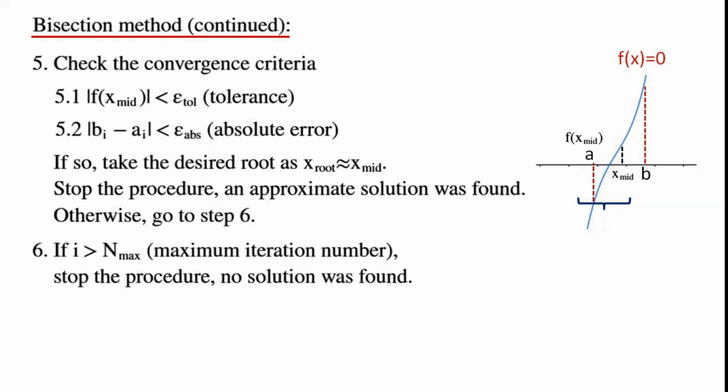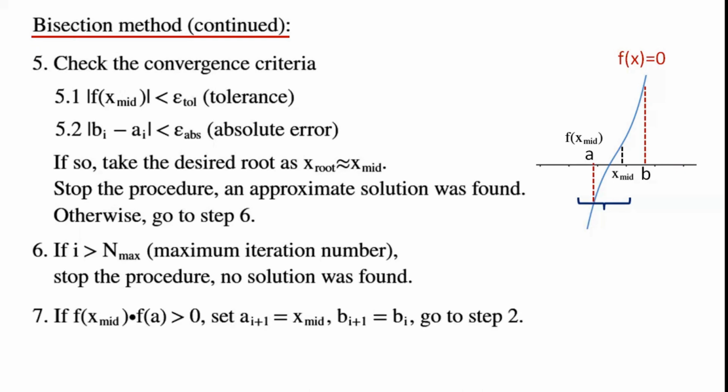If i is greater than n max, stop the procedure as no solution has been found. This might be because the maximum iteration number was set to a number that's not sufficiently large, or the function f of x is not continuous.